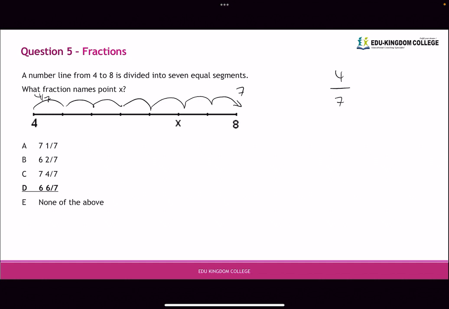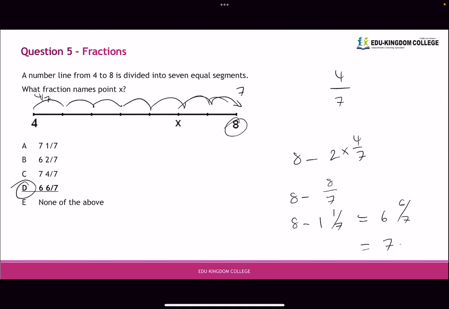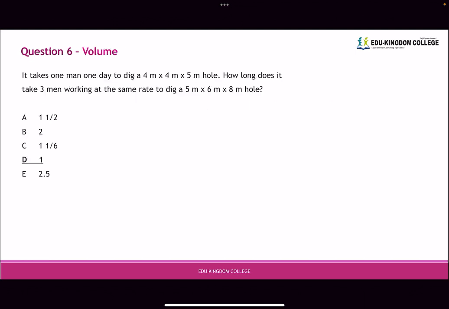Now, what fraction is x? So it's 2 lots of 4 over 7 less than 8. So it's going to be 8 minus 2 times 4 over 7. So 8 minus 8 over 7, or 8 minus 1 and 1 over 7. So 8 minus 1 is 7, and 7 minus 1 over 7 is 6 and 6 over 7. That could also be 7 minus 1 on 7.